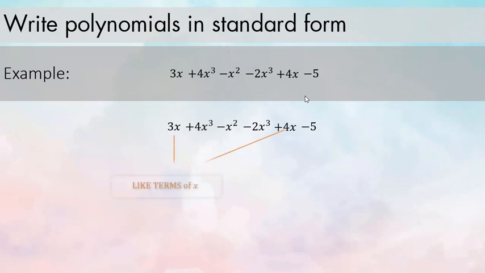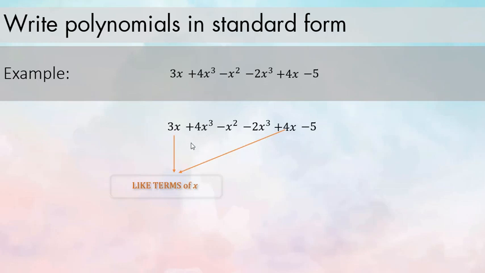Now let's have a look at this example here. 3x plus 4x to the power of 3 minus 2 minus x to the power of 2 minus 2x to the power of 3 plus 4x minus 5. You can see that the terms are not arranged in order, and we have several terms which share the same variable parts.